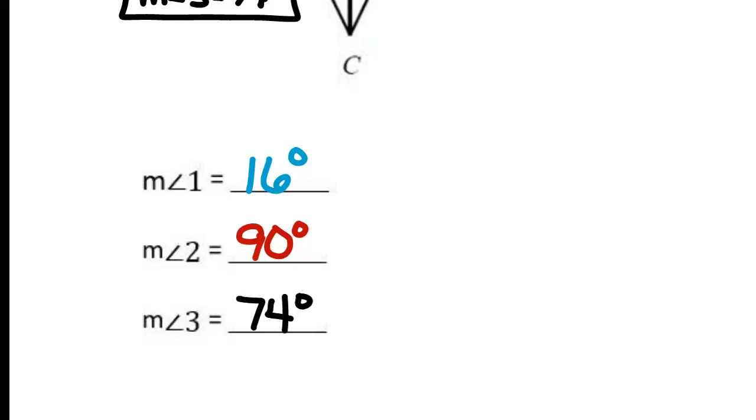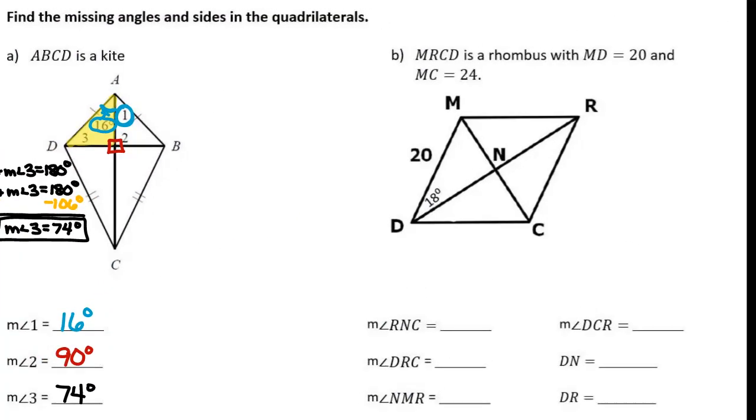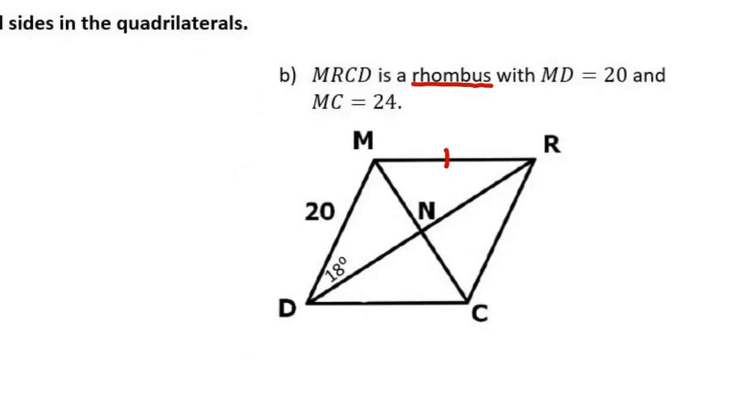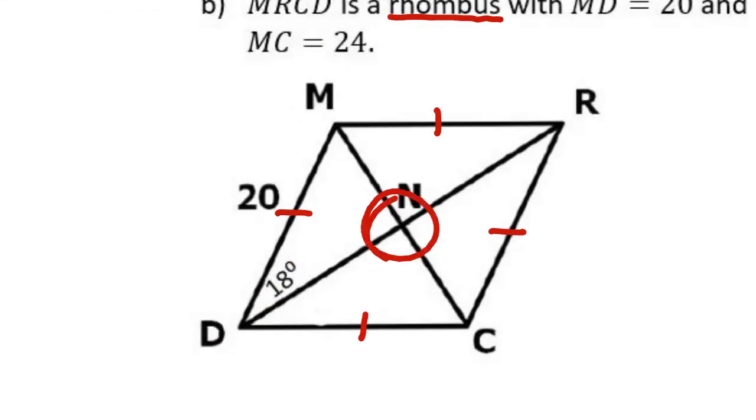Right, then we get to part B. And in part B, do we have a kite? What do we have? A rhombus. What do we know about the four sides of a rhombus? They're equal. So all my sides are 20 because MD, this side right here, is 20. What's happening right here with my diagonals? Bisecting and 90 degrees. You guys are both right.